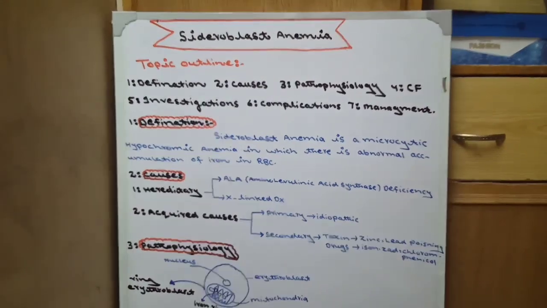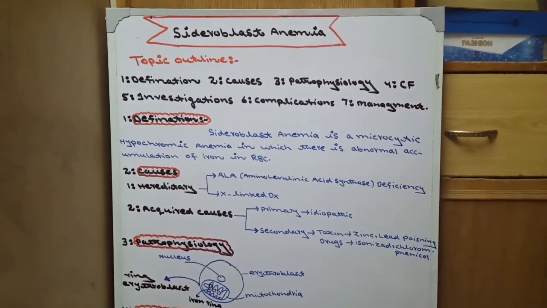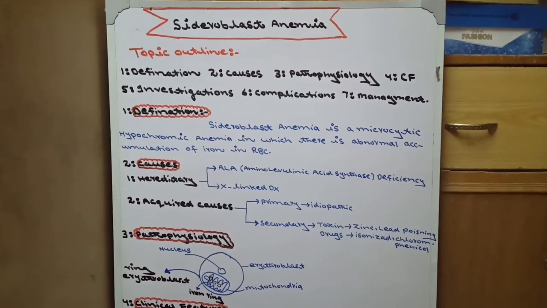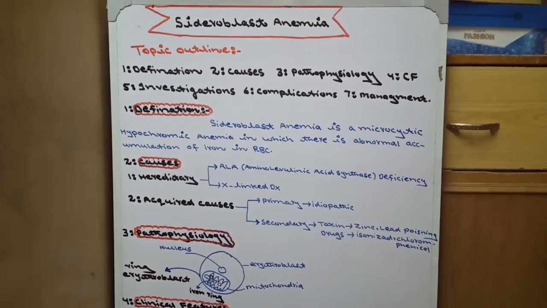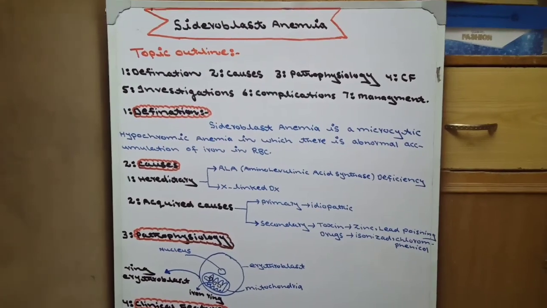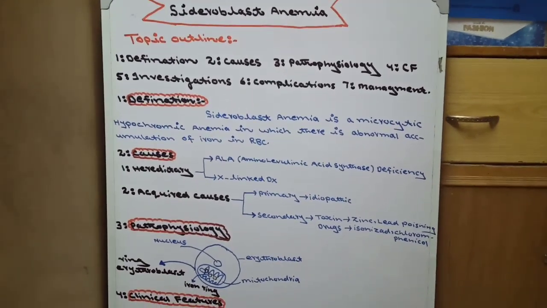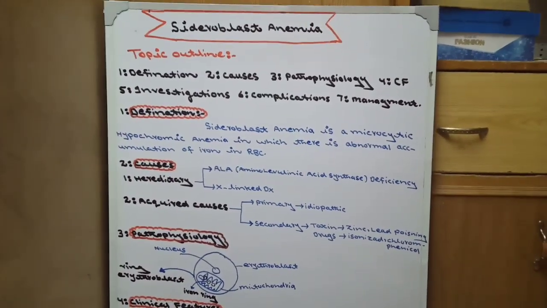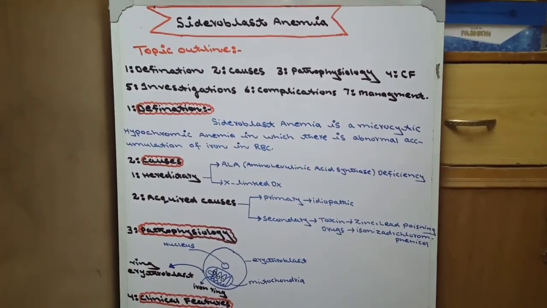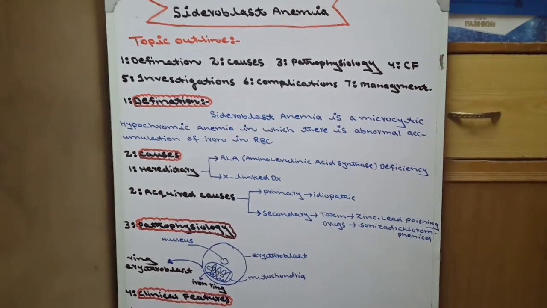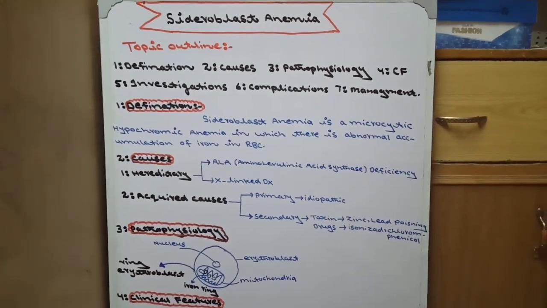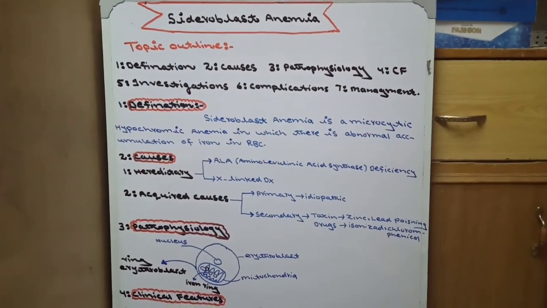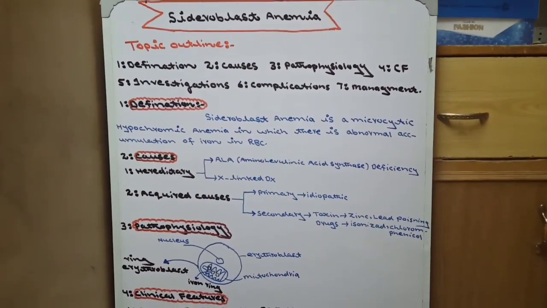Now, in the last two videos before this video, in one video I explained the definition, causes, clinical feature and classification of anemia. In classification, we classify anemia on the basis of RBC size into three main groups. Number one is microcytic anemia, number two is macrocytic, and number three is normocytic.